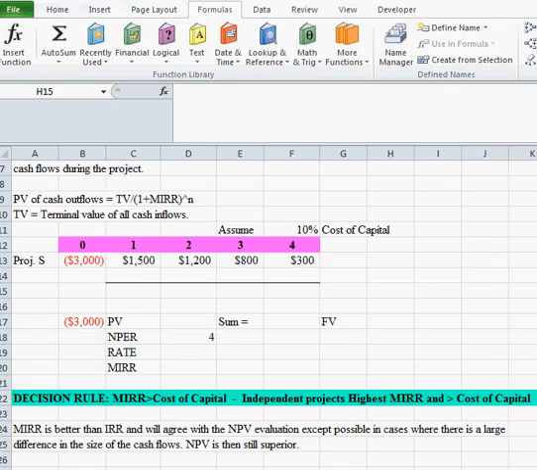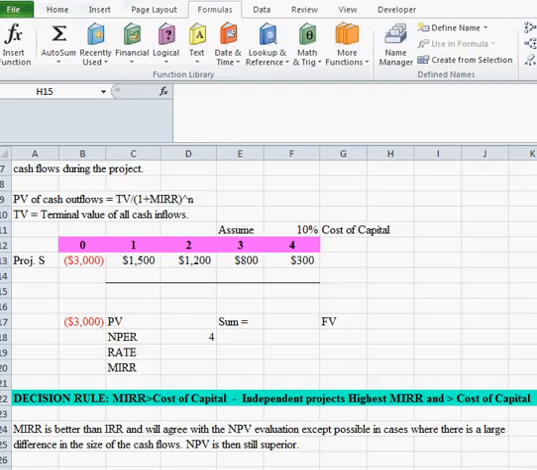So there are a couple problems with the internal rate of return that are corrected by the modified internal rate of return, or specifically one. And that is, with the internal rate of return, the assumption is as cash flows in from the project, you're able to reinvest it at the same internal rate of return.